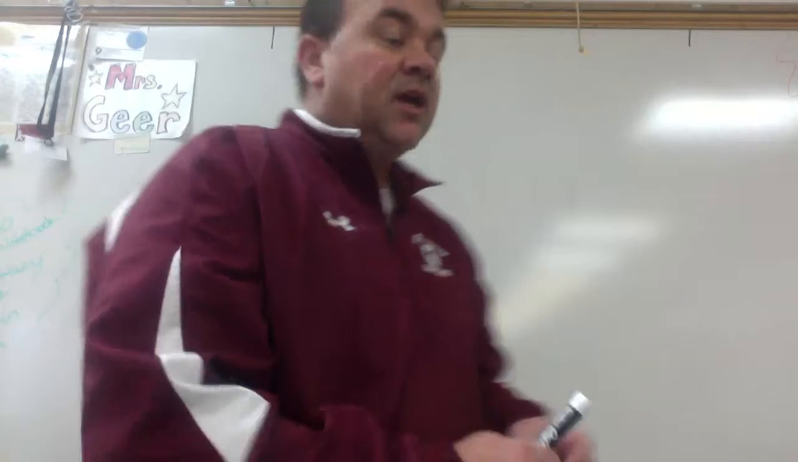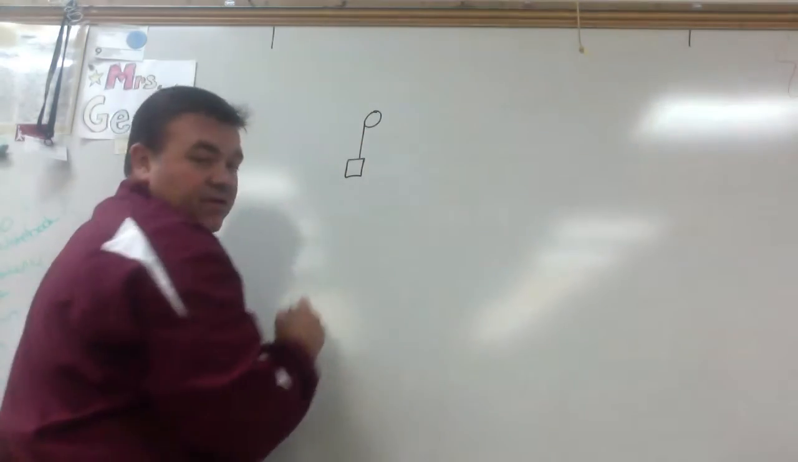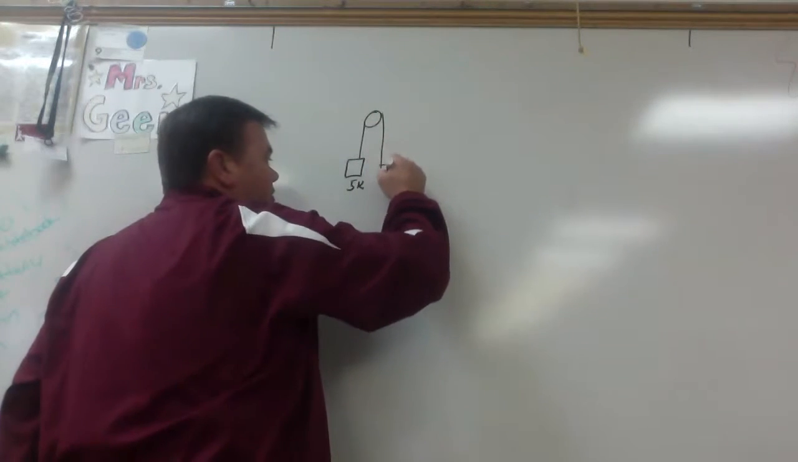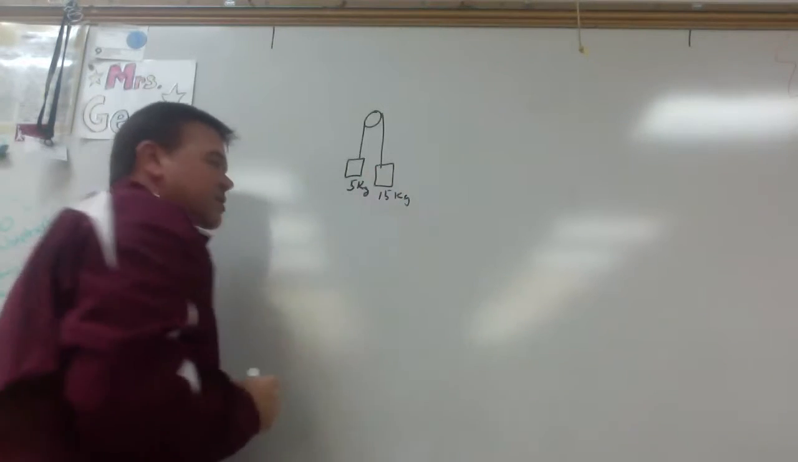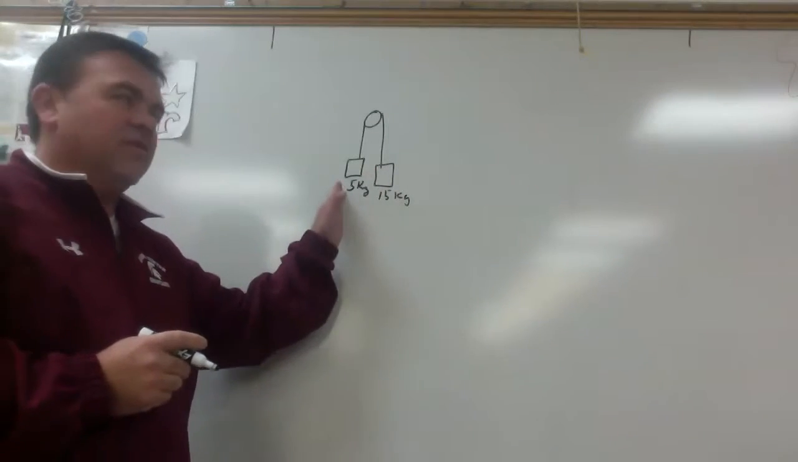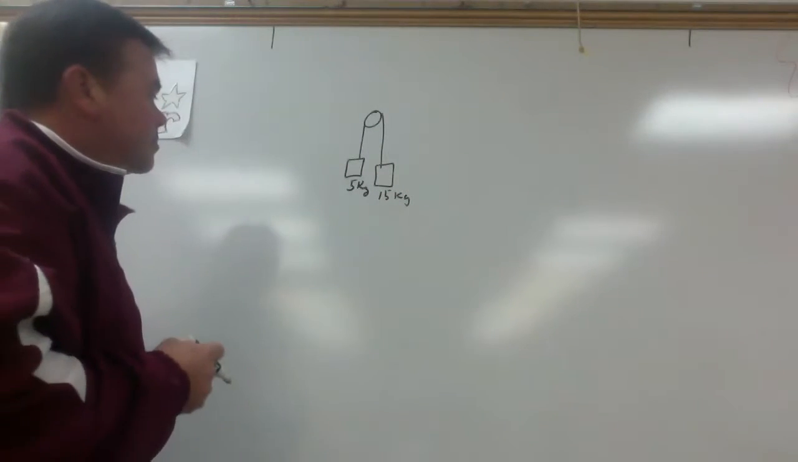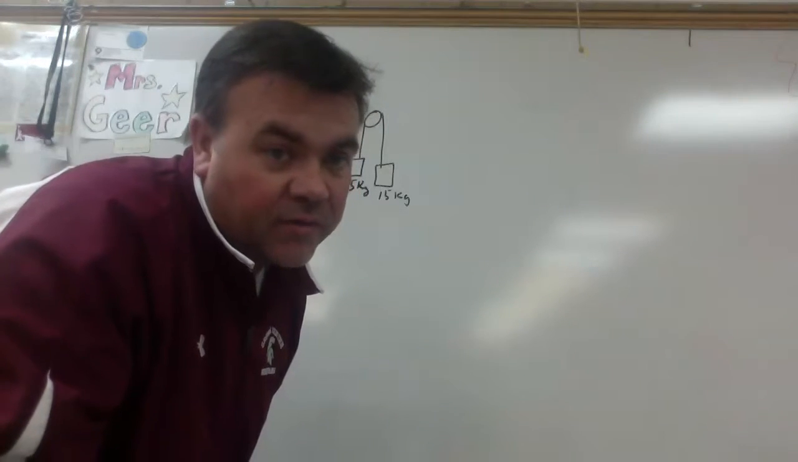Okay, let's take a look at the practice test. In the first one, you've got 5 on this side and 15 on the other, right? And then 15 over here. You know what's going to happen. This one's heavier than this one, so it's going to go like this. And the first question says, the following masses are strung together over frictionless pulleys.